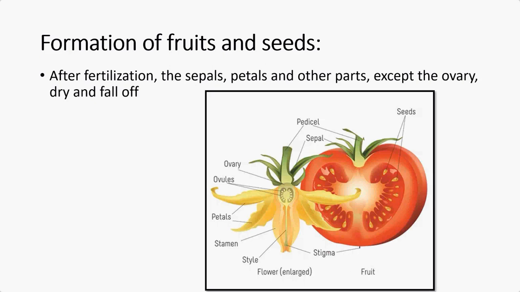How a fruit and seed are formed. Now I have given a picture. I want you to compare a fruit; the tomato fruit is there and the tomato flower is there. Just compare it. Sepal is formed into what? Pedicel is formed into what? Which part of a flower is formed into a fruit, and which part of a flower is formed into seed? Compare and see.